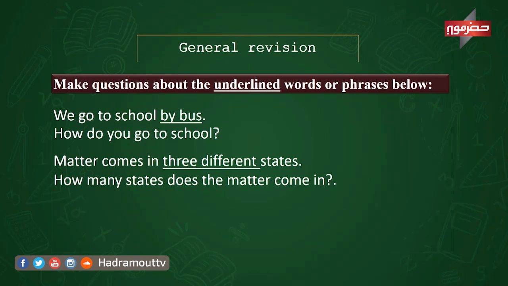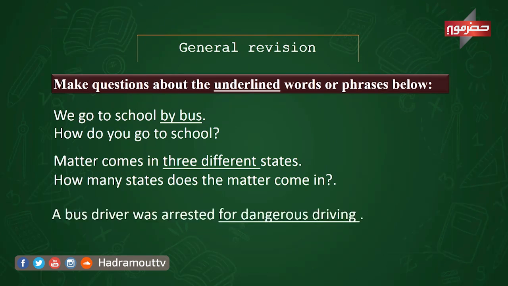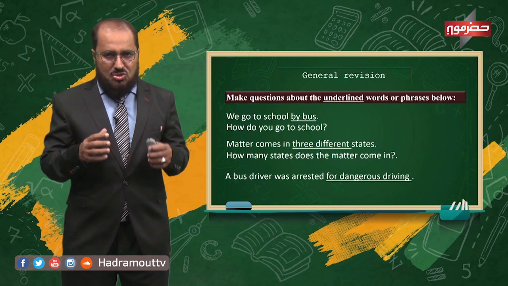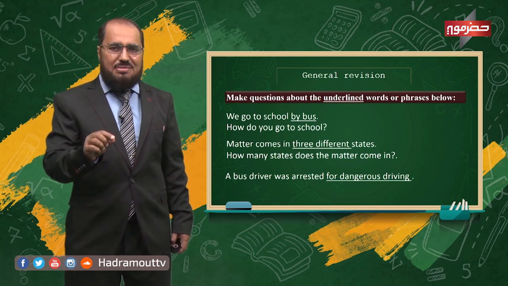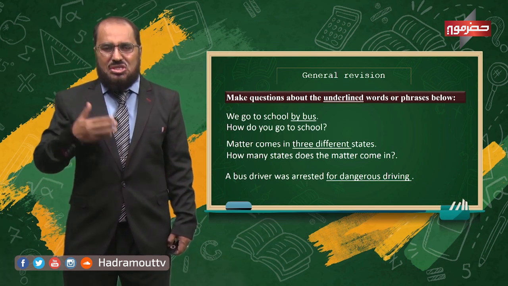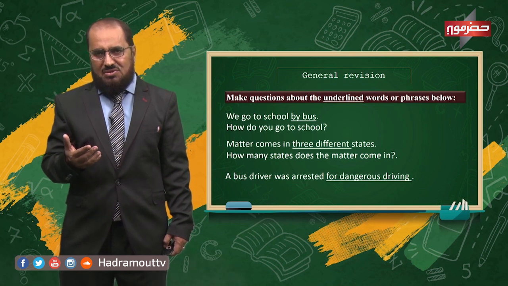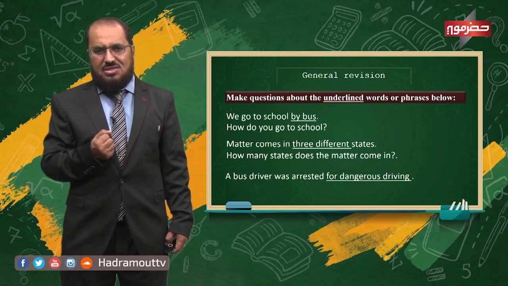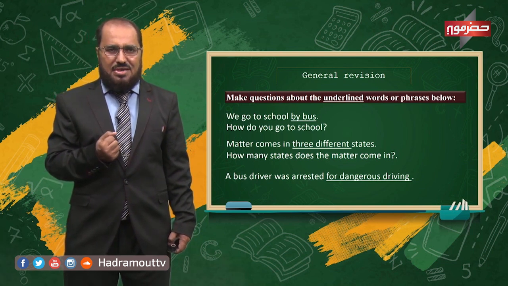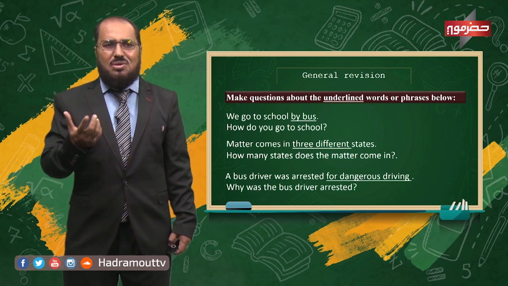A bus driver was arrested for dangerous driving. Arrested, احتجز for dangerous driving. لا تنسوا أن for هذه تأتي معنا because he was driving recklessly for dangerous driving. So the question will be as a because here. Why was the bus driver arrested? More.